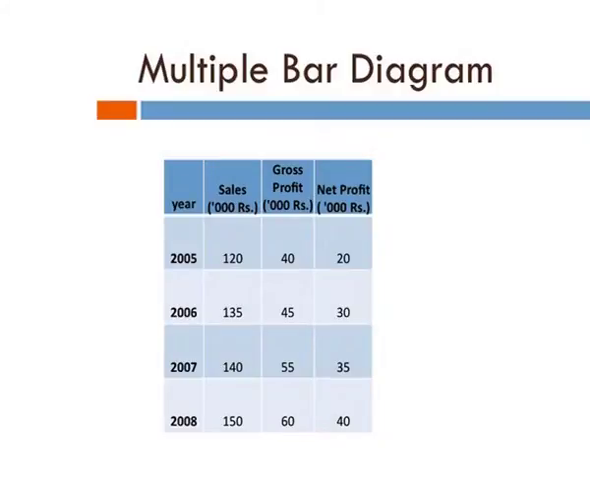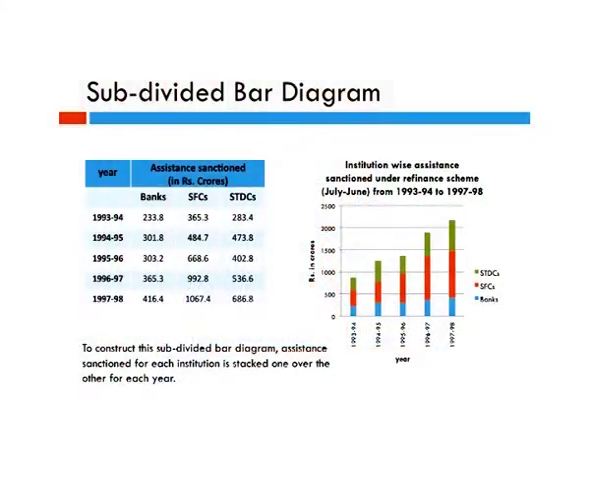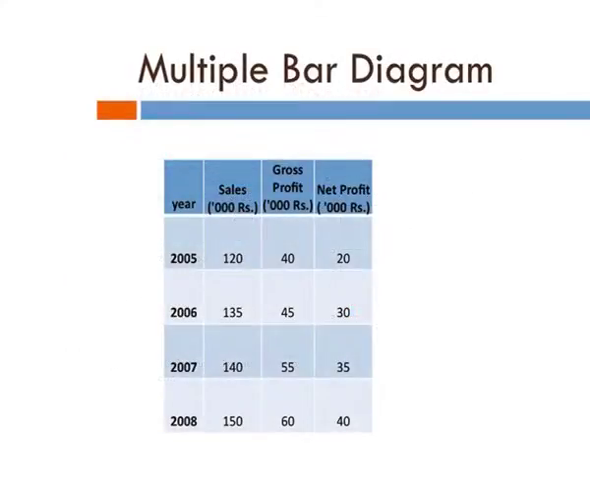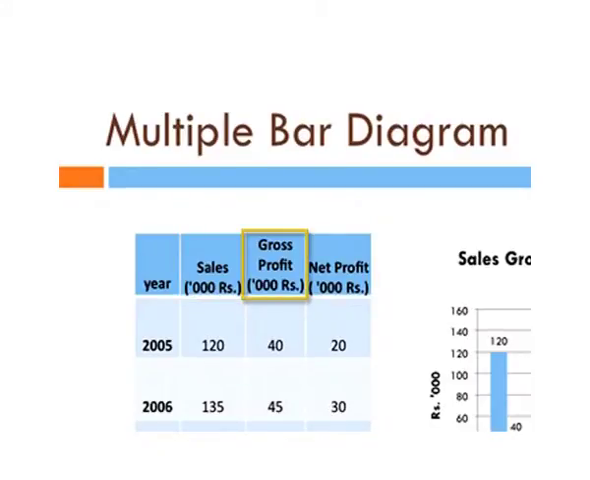Now, we shall discuss the multiple bar diagram. The multiple bar diagram is also used when our variable under study is discrete in nature and it has different components. For this, we can use either the subdivided bar diagram or the multiple bar diagram. It is our choice. Here, for example, the variable under study is the performance of the company in terms of sales, gross profit and net profit, which are its three components.